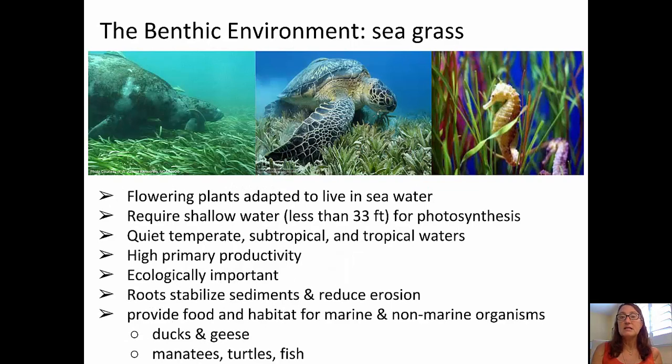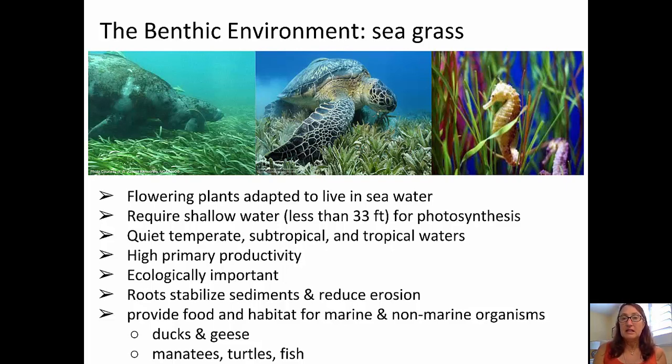Another benthic environment is the seagrass environment. And you can see pictures of its typical inhabitants here. So manatees graze in a seagrass environment, as do turtles. You'll see many fish there, but I put a picture of this seahorse in there.